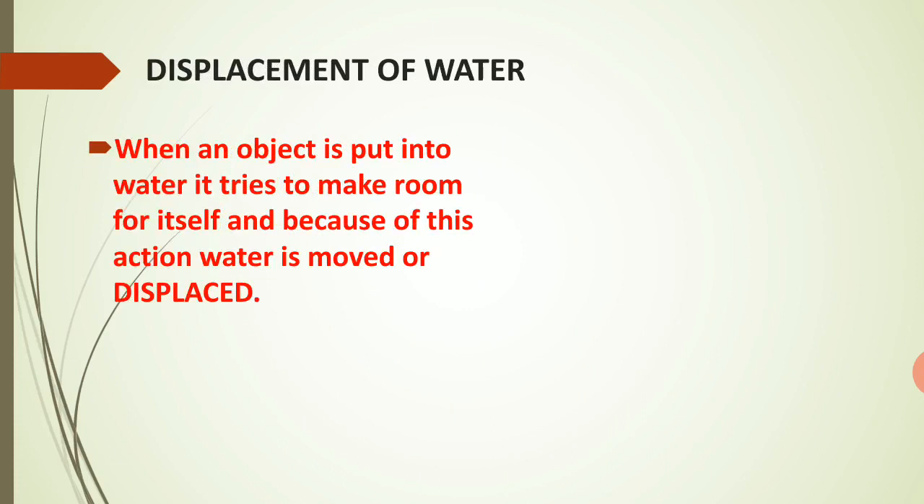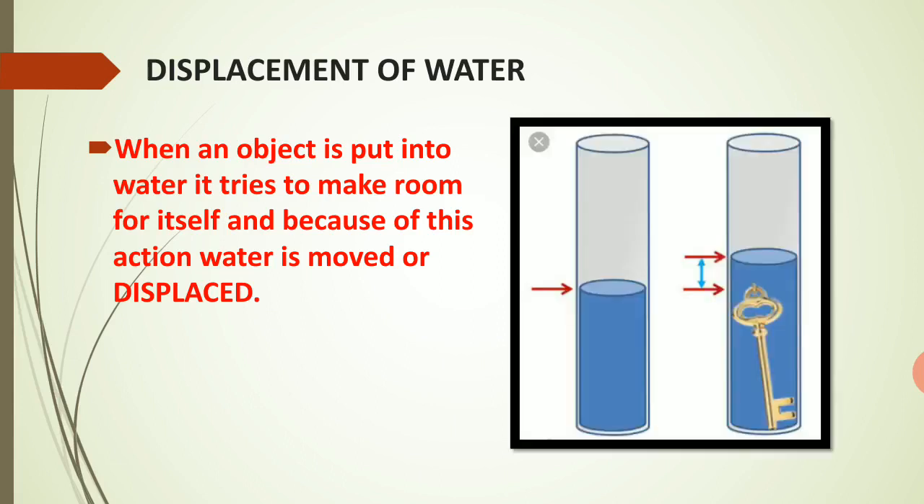Displacement of water. When an object is put into water, it tries to make room for itself, and because of this action, water is moved or displaced. Now observe this picture. This is the initial level of water, which we can say A. And in the second picture, you can see a key which is inside the water. So when it moves inside, it tries to make room for itself. And while doing this action, it displaces some water. You can see this was the initial level of water, and then the level of water moves up. So this B minus A, or this water level which is increased, is the water displaced.